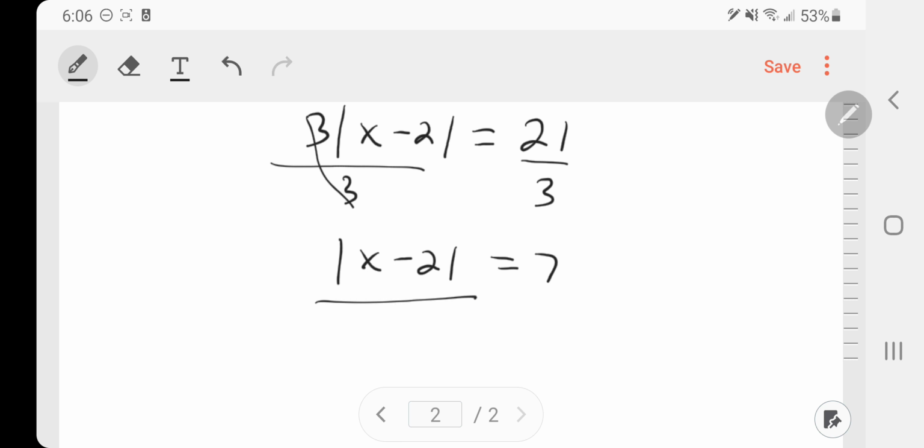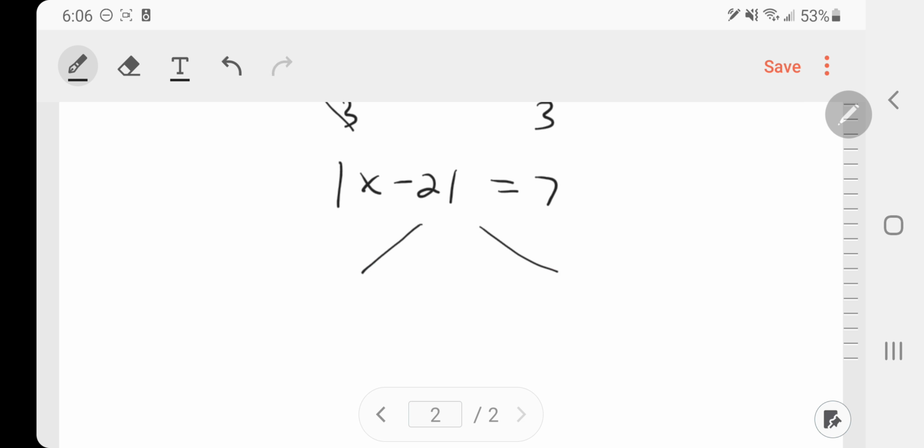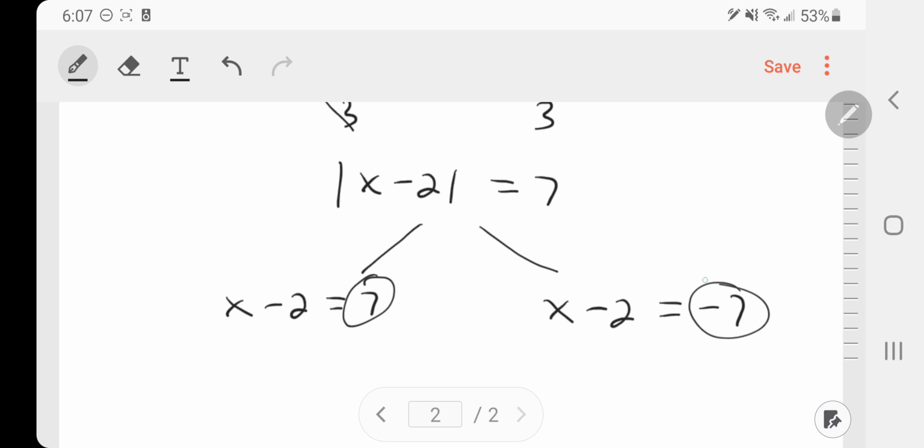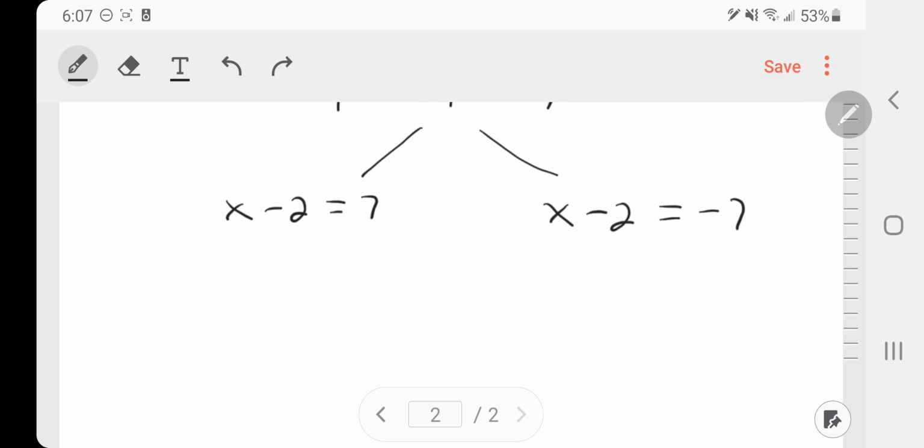Okay, so we have the absolute value by itself. We have a number on the other side. That's the way we want to have this, where we can now split it into our two solutions, positive and negative. Okay, so we have x minus 2 is equal to 7. We also have x minus 2 is equal to negative 7. So this covers my two solutions, both positive and negative. This is my split. And now we solve both of our equations.